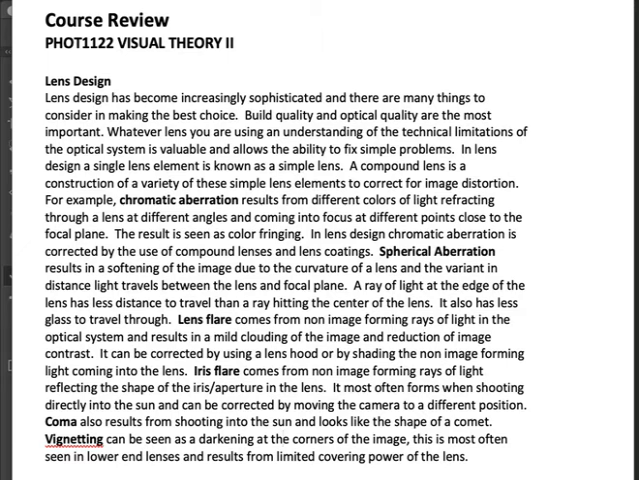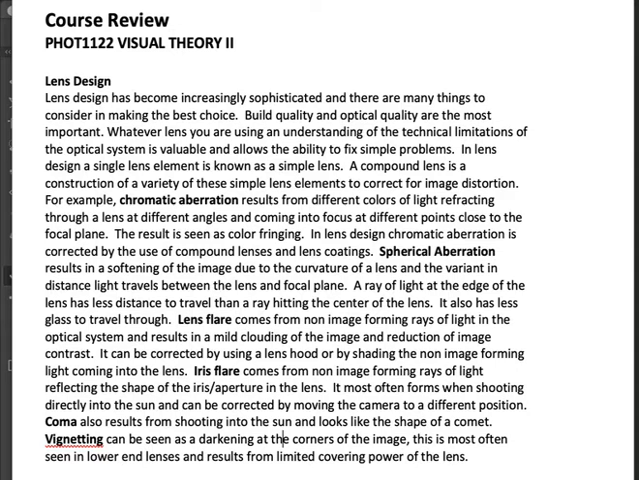Whatever lens you are using, an understanding of the technical limitations of the optical system is valuable and allows the ability to fix simple problems. In lens design, a single lens element is known as a simple lens. A compound lens is a construction of a variety of these simple lens elements to correct for image distortion.